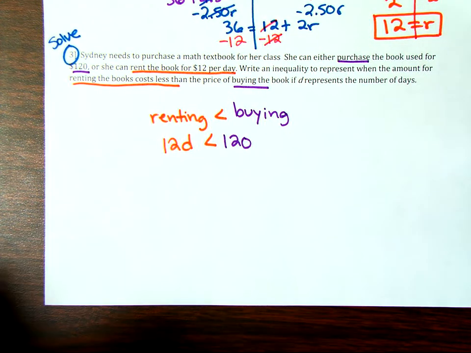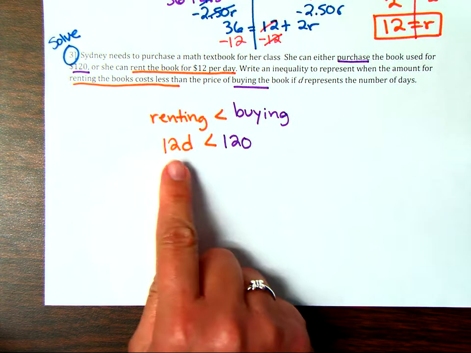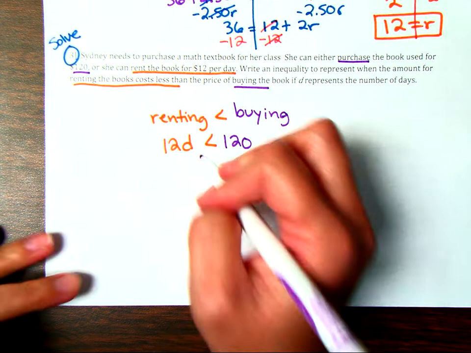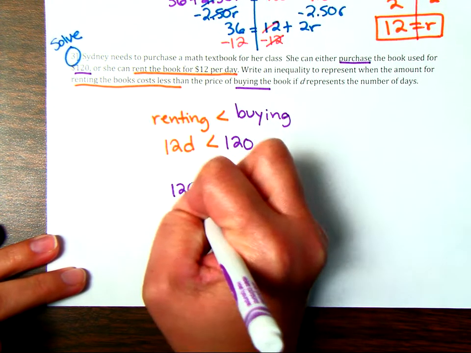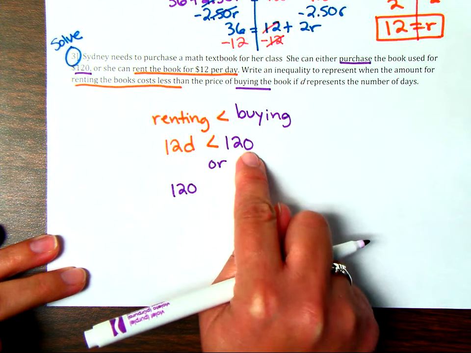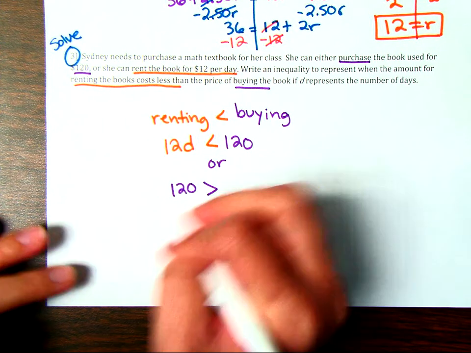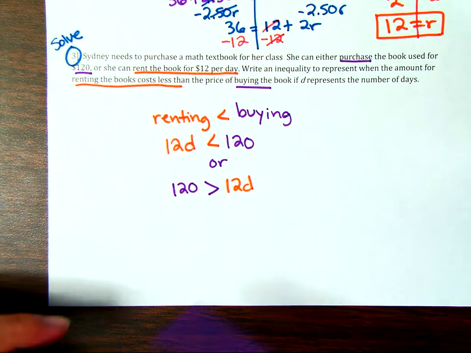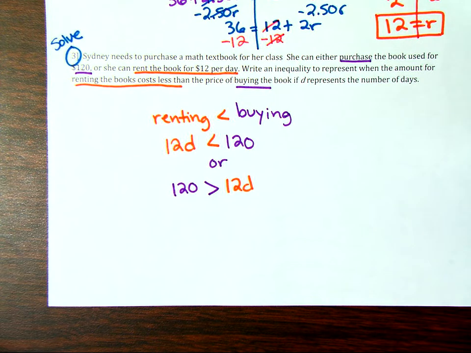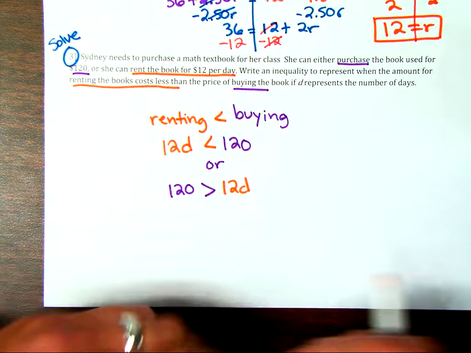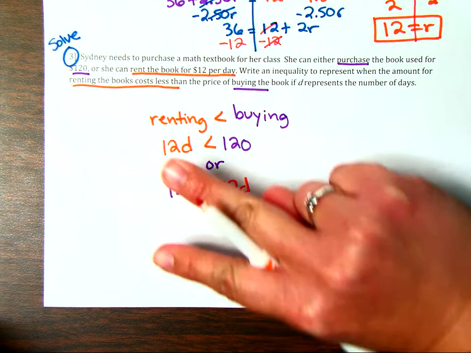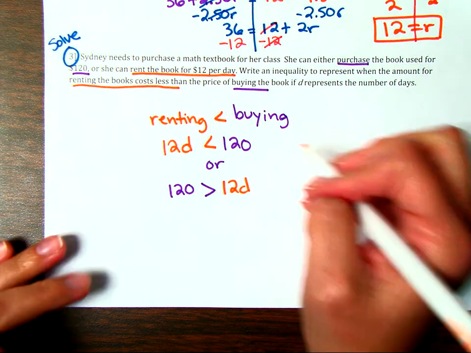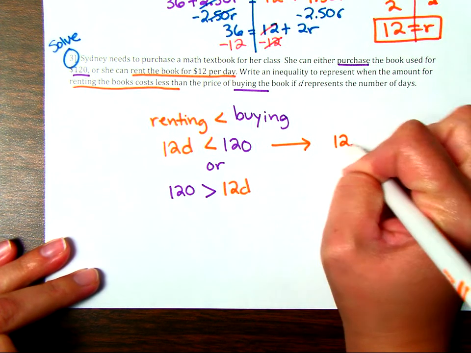So if they were just asking us to write the inequality, we could do this. But remember, we could also, if you don't see it like that, 12D is less than 120, which means 120 is greater than 12D. So just to help you guys out, because sometimes they want to make sure you're paying attention to that. This is open to the 120. So if you saw the 120 first, it has to still be open to that 120. Just something to think about. So we're going to go ahead and solve it. And I'm going to solve it this way just because my brain sees it a little bit better right here.